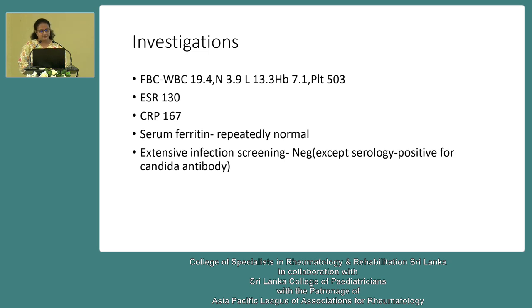And the investigations performed at that time showed a high WBC count, but interestingly, lymphocytes were a little on the higher side, and there was low hemoglobin and high platelet count with very high inflammatory markers, ESR and CRP, but the ferritin had been repeatedly normal. And the general medical team, the pediatric team, had done extensive infection screening, which was negative, except for serology being positive for Candida antibodies.